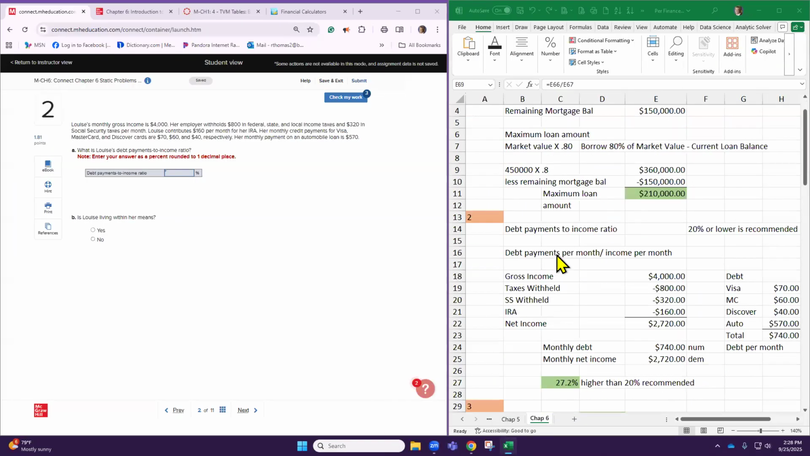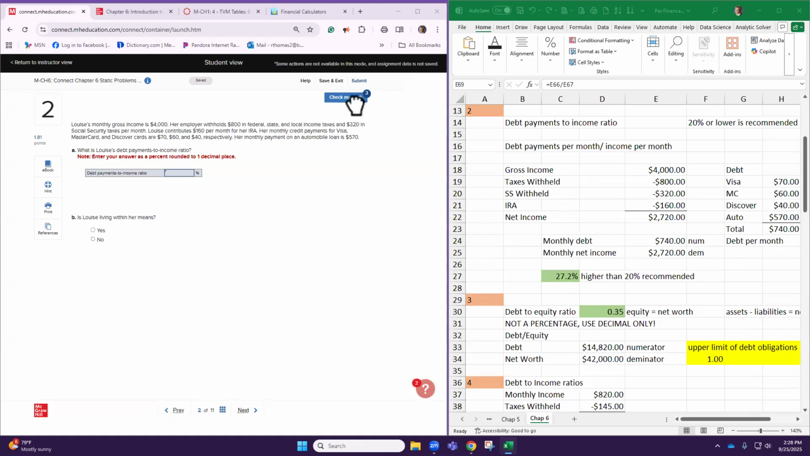Okay, back to this. Louise's monthly gross salary is $4,000. Her employer withholds $800 for federal income tax, $320 in Social Security taxes a month, and then Louise contributes $160 a month to her individual retirement account. So we have to calculate what's called net income, or net pay. This is her net pay, and we're going to use that number in the formula.